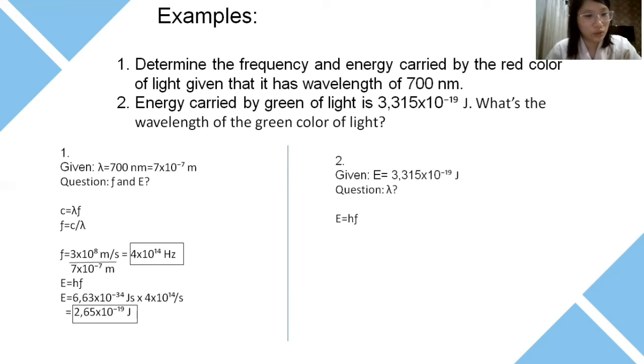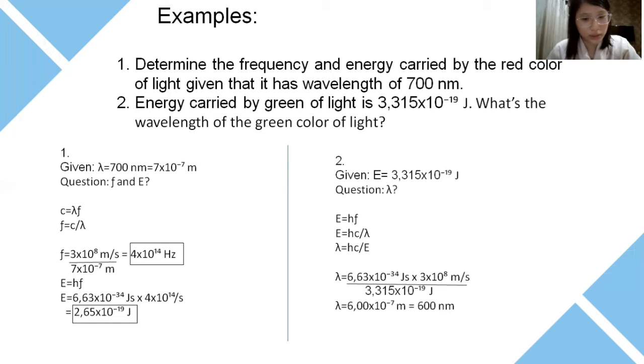We'll have to substitute the f, and now we can write that E is equal to h times f, then we'll get E equals h multiplied by c divided by lambda. Then we can transpose the formula to find lambda, that will be equal to hc divided by energy. And now we insert the numbers. Now we will get 6 times 10 raised to negative 7 meter as the wavelength.